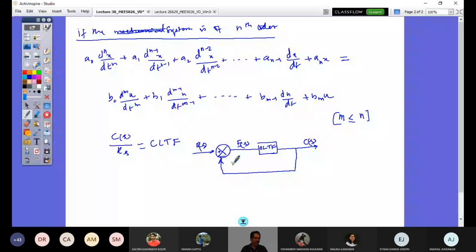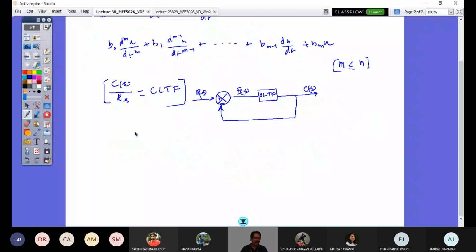That would be simply obtained for the nth order system if I take the numerator and denominator Laplace transform with zero initial conditions, then I would have my C of S by R of S, which is going to be a ratio of two polynomials. That's what I was telling. So what is the polynomial that's going to be here? If I take this differential equation, LHS and RHS, Laplace transform with the initial zero conditions.